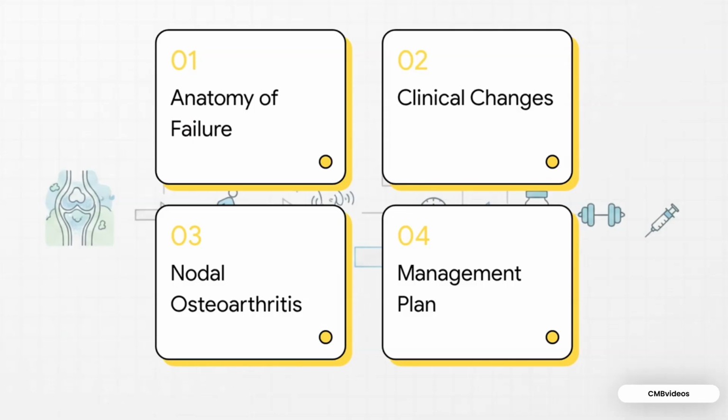1. The anatomy of joint failure. 2. Clinical and functional changes. 3. We'll spotlight generalized nodal osteoarthritis. And 4. We'll build out a comprehensive management plan. Let's get right into it.